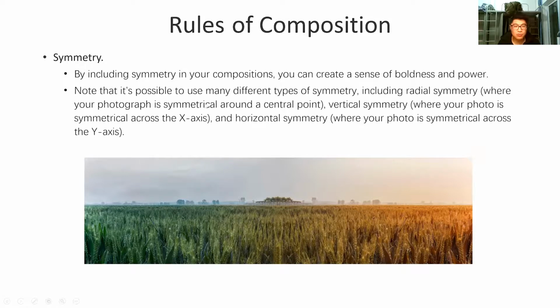Note that it's possible to use many different types of symmetry, including radial symmetry, vertical symmetry, and horizontal symmetry. You can see in this image, this part and this part are symmetrical along this line. Sometimes when you take photos, you can use exactly the same thing, as a vertical symmetry or horizontal symmetry. It is up to you.